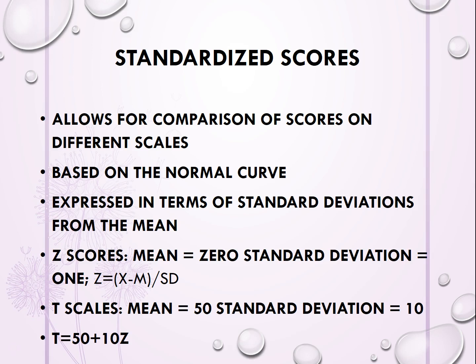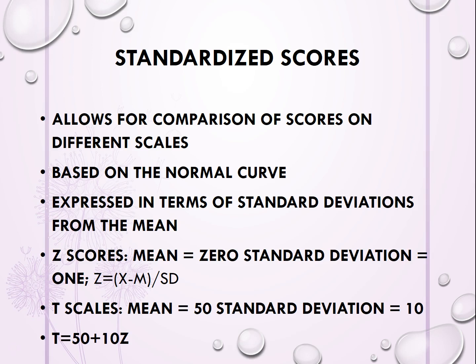Standardized scores. Direct comparisons of scores are not meaningful without some point of reference. Is a score of 46 centimeters on the vertical jump as good as a score of 25 push-ups? How can you compare centimeters and repetitions? A standard score allows for comparison of scores on different scales. It is based on the normal curve. A standard score is a score expressed in terms of standard deviations from the mean.